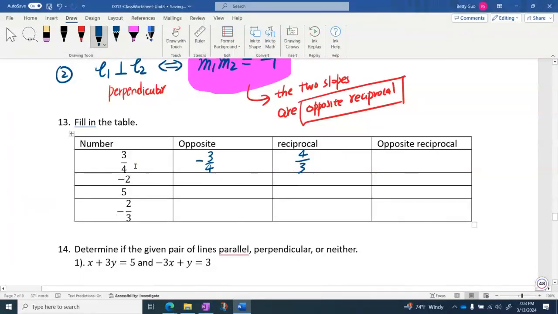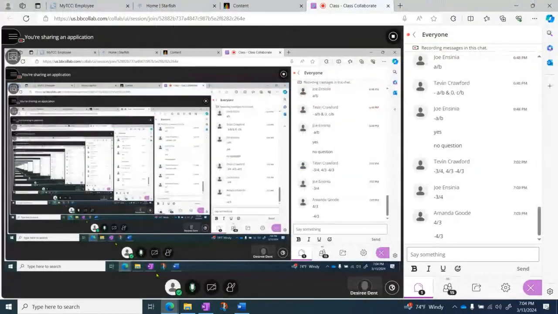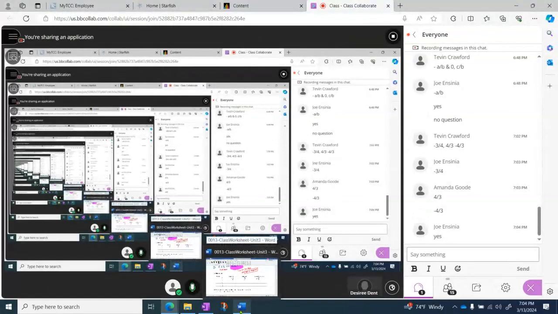So yes, reciprocal, you interchange the top and the bottom. The reciprocal of 3 over 4 is 4 over 3. Then what is the opposite reciprocal? You change the sign and interchange the numerator and denominator. You combine both processes. You take the reciprocal and then you change the sign. Am I clear about what is the opposite reciprocal? Yeah, exactly. Thank you, Amanda. Thank you, Jill. Perfect.